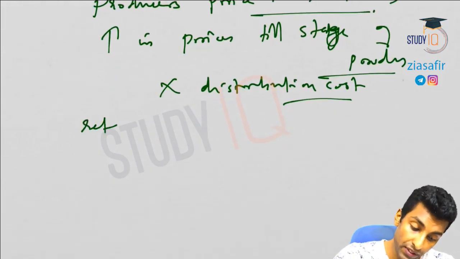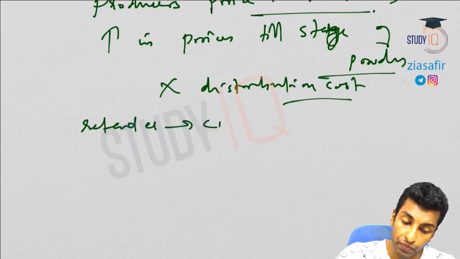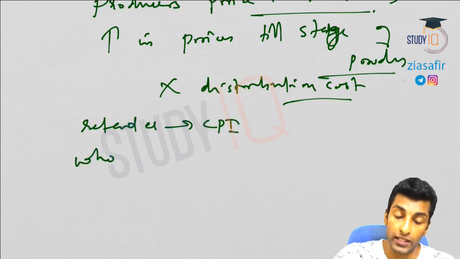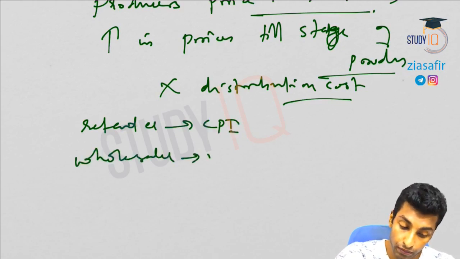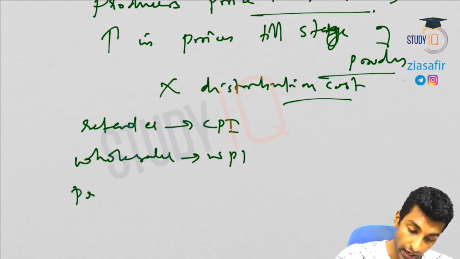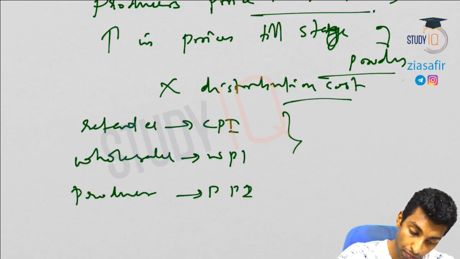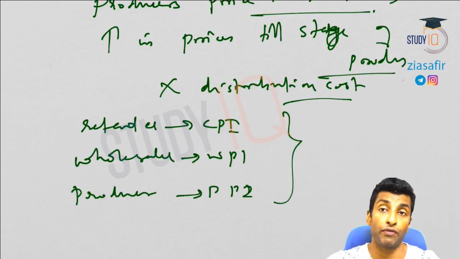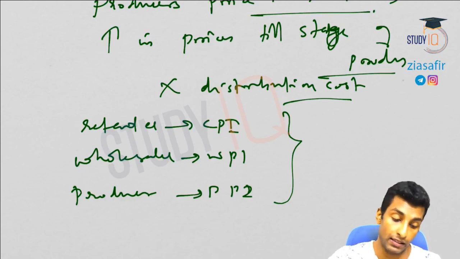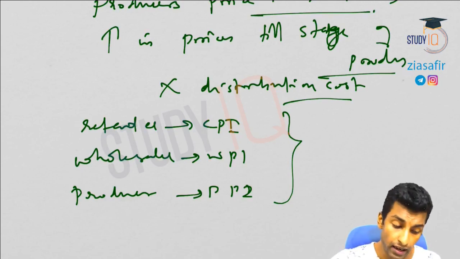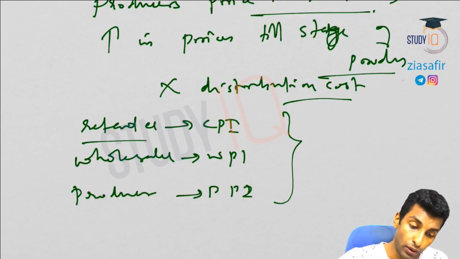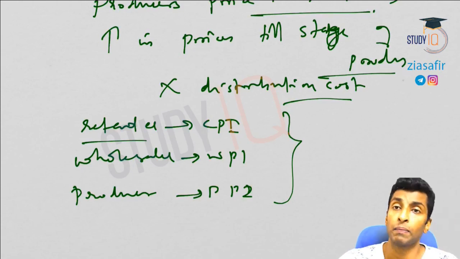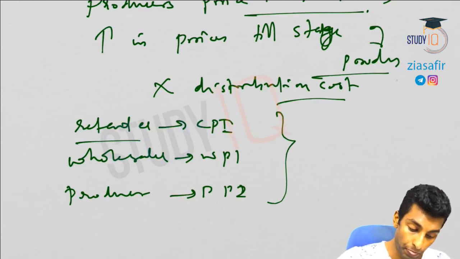Okay, so we have seen from the retailer point of view, we have CPI. Wholesaler point of view, we have WPI, right? Producer point of view, we have PPI. With these three, you can understand the root cause of inflation. Is it the wholesaler side, the producer side, or the retailer side? So it is useful for the government to understand at which stage the price is increasing.